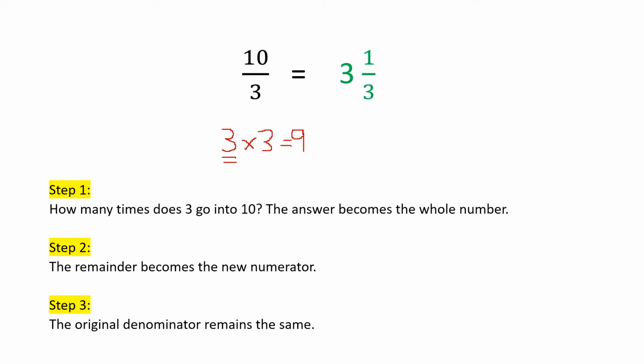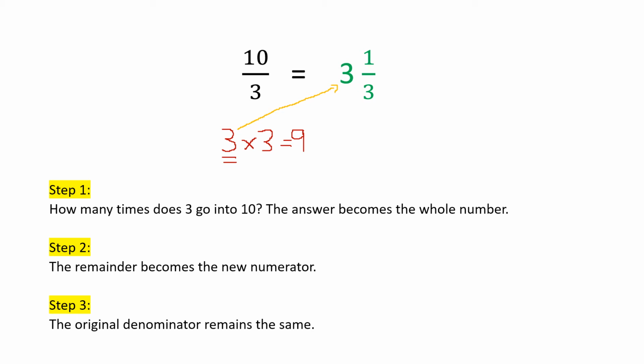So this 3 here becomes the whole number there. Okay, so let me draw a line. So this 3 here becomes the whole number there. Okay, so that was step 1. So we found the whole number for the mixed number. Now let's look at step 2.